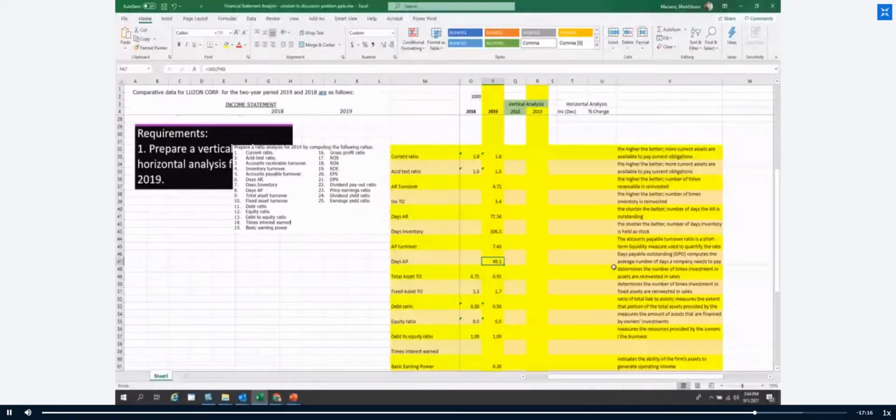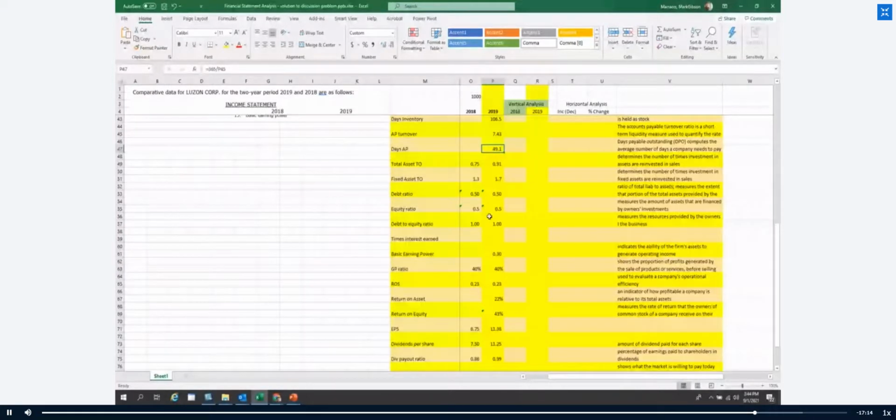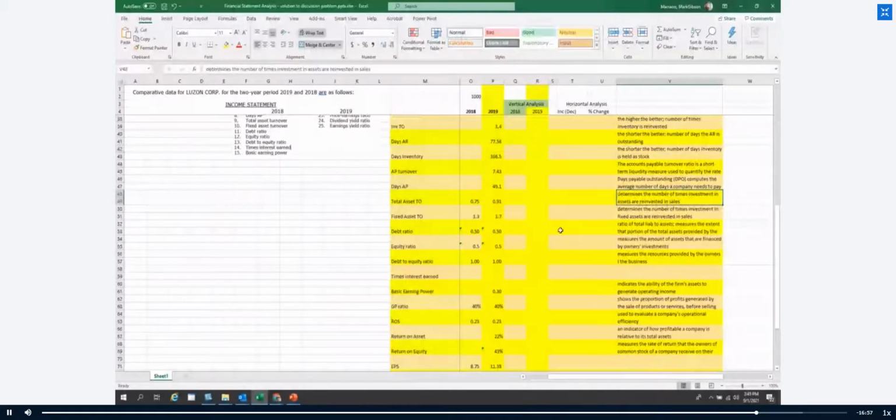Next, we have total asset turnover. In total asset turnover, it's your total sales divided by your total assets. It determines the number of times investment in assets are reinvested in sales. So again, the higher, the better.